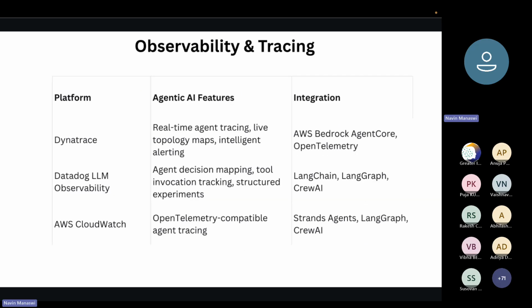Okay, that is them. Then we have the observability and tracing systems and tools. The famous one, Dynatrace, is the most famous tool right now. It's all about real-time agent tracing, live topology maps, intelligent alerting and all. Then we have Datadog LLM Observability, then CloudWatch, which is only on AWS. They all try to see how your agent is performing. So you can really monitor the agent health, how many agents are active, not active, how many tools fail or not fail, and you can trace the failure of the tools and of the overall agent as well. These are the typical tools to monitor and observe your KPIs of the agents.